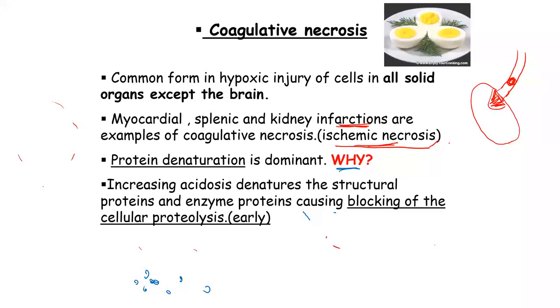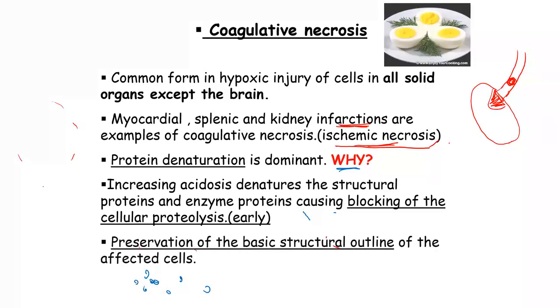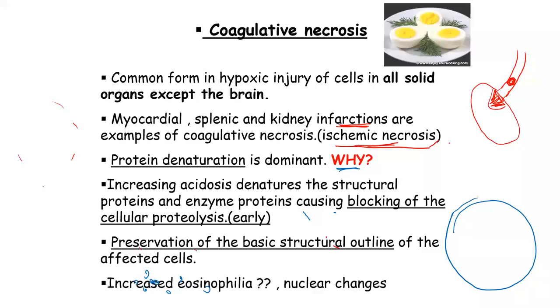Why? Because there is marked and sharp decrease in pH, which leads to denaturation of the structural proteins and enzyme proteins, leading to blocking of the cellular proteolysis in early stages. So the proteolysis, which means the digestion of the contents of the cell, is blocked in the early event of the necrosis. We have preservation of the basic structural outline of the affected cells. The structural outline of the gland or of the acinus or of the tubule is maintained.